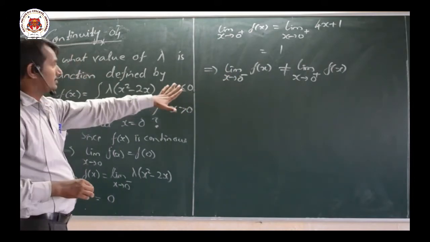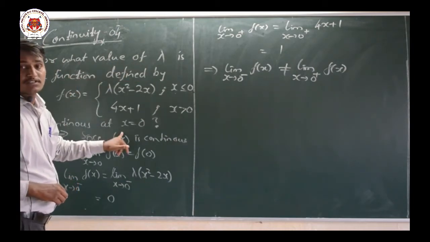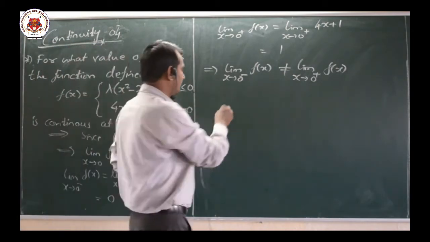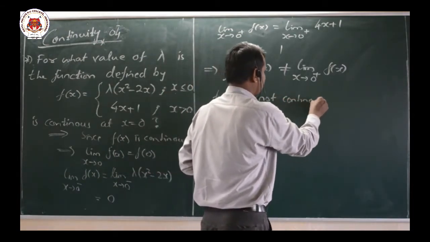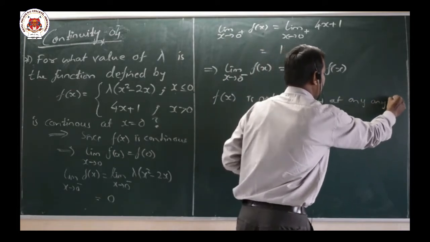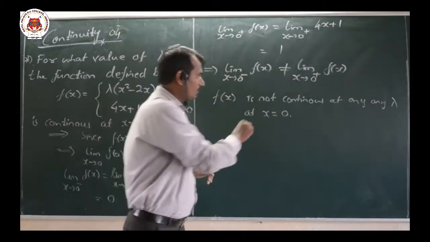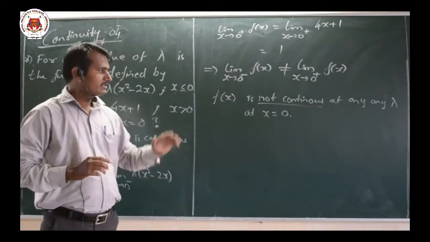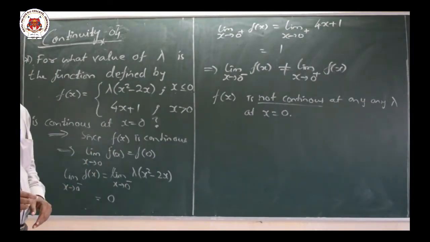Now what is our question and what do we require to conclude? For what values of lambda is the function continuous? We can conclude that the function itself is not continuous. f of x is not continuous at x equal to 0 for any value of lambda. That is the required conclusion. So the final answer: not continuous at any value of lambda. Dear friends, it is a very simple example. Before going to the next problem, please pause the video to note it down.